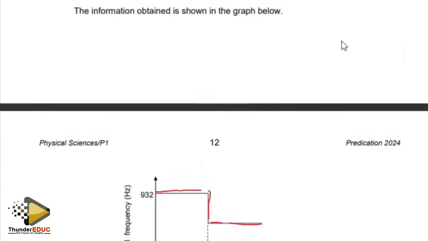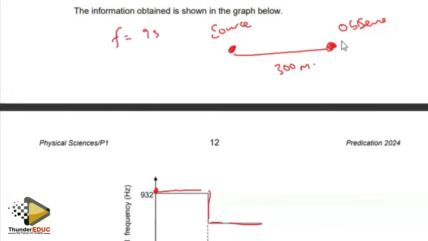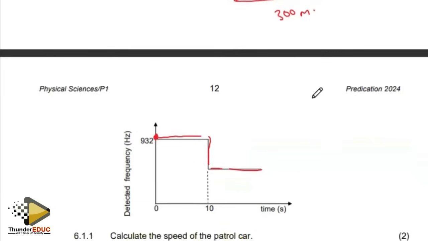All right, then they're asking us to calculate the velocity of the car. Let me just draw, I love drawing so much. If this is the source, this is the observer or the listener, they're telling us that the distance there is 300 meters. But we already have the frequency. The frequency is 932. So at this point, the listener is getting 932 hertz of frequency. How do we get the velocity of the car? Which formula can we use?